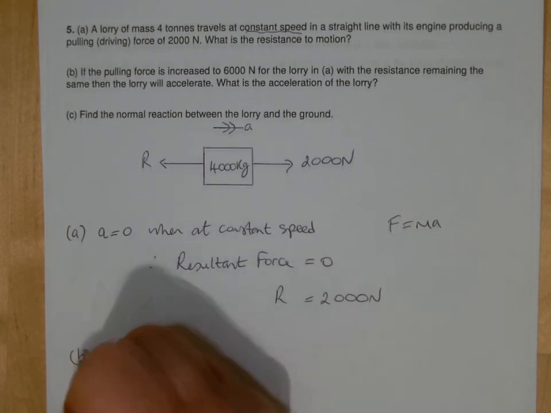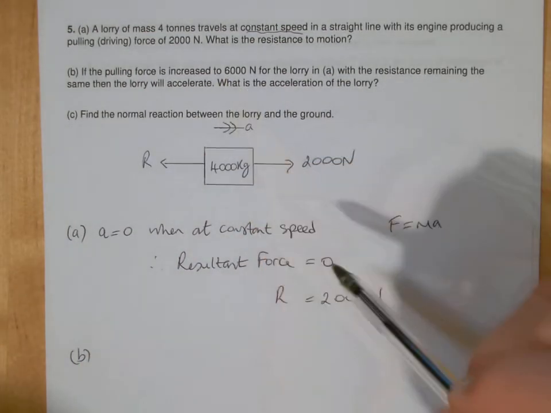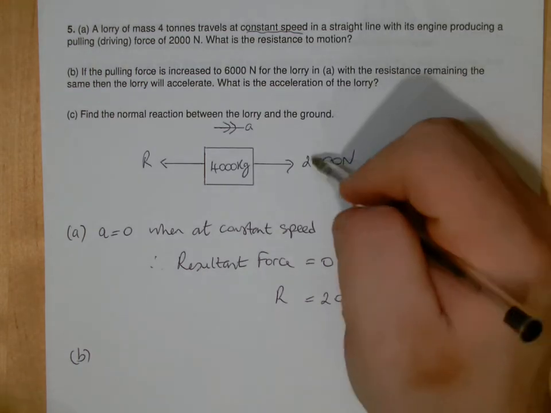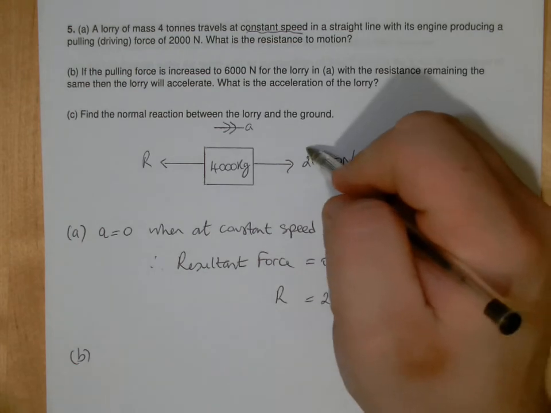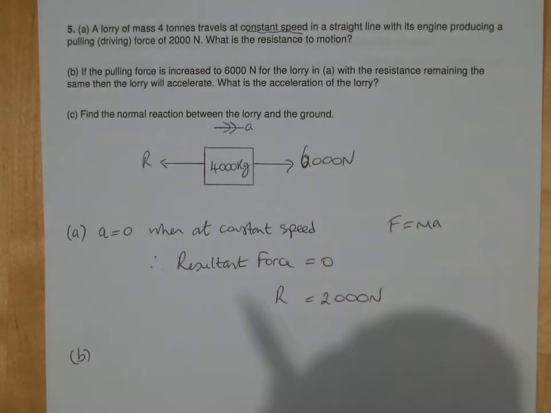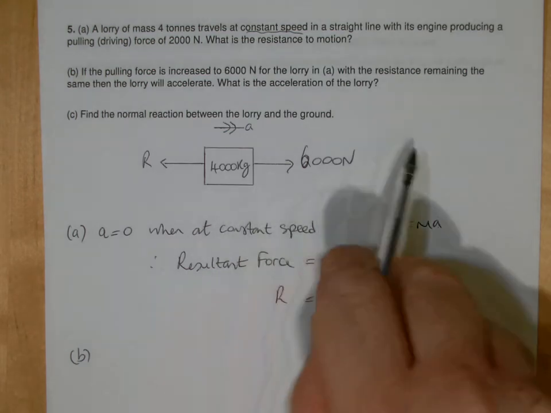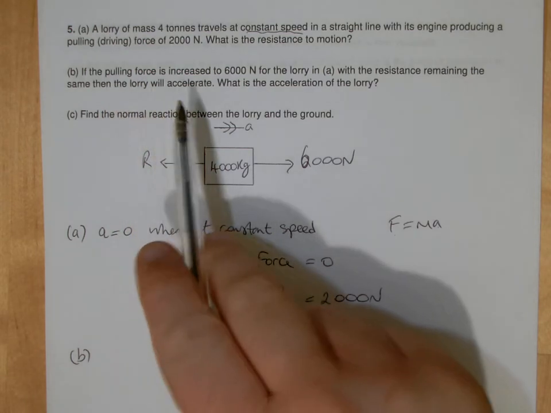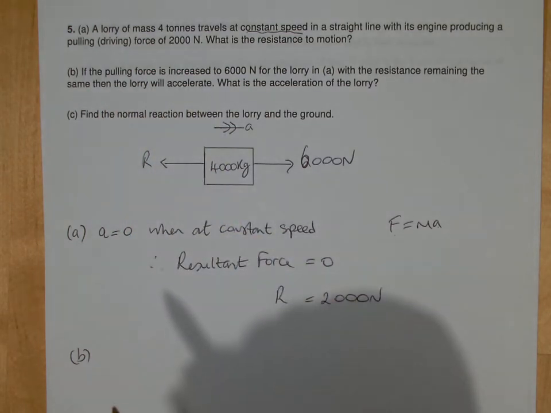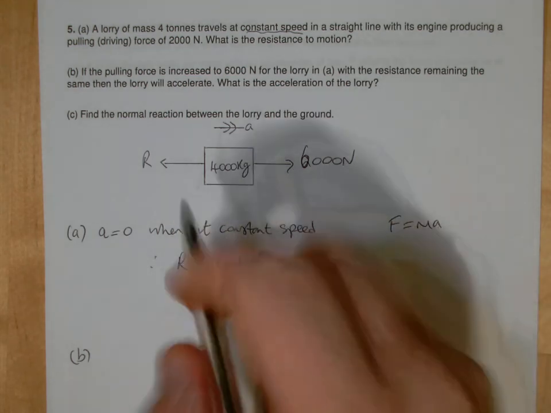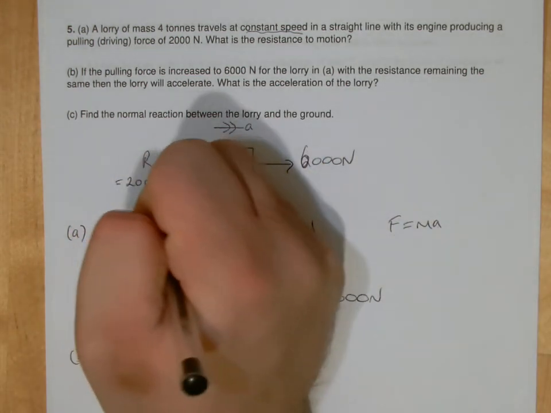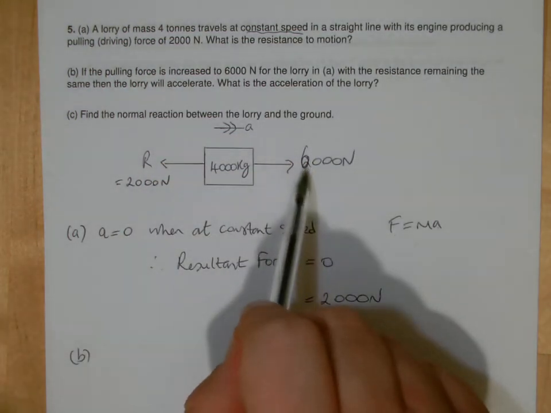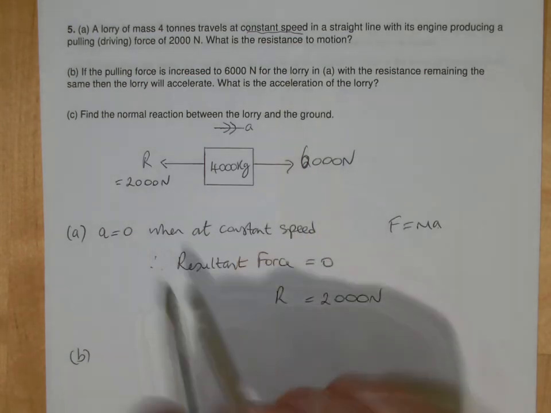Okay, in B, it says if the pulling force is increased to 6,000 for the lorry in A, okay, so if this now changes to 6,000, with the resistance remaining the same, then the lorry will accelerate. So the resistance remaining the same, in other words, the resistance is equal to 2,000 newtons. So it's saying the lorry will accelerate. Well, of course it will, because that pulling force is greater than the resistance. What is the acceleration of the lorry?